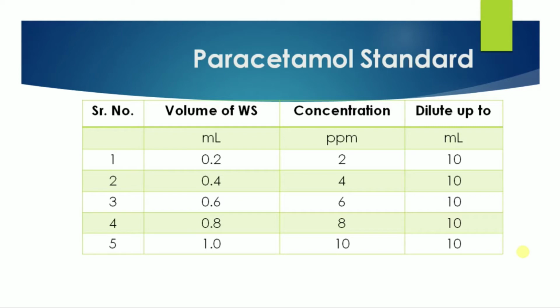Using the working solution, we will prepare concentrations of 2, 4, 6, 8 and 10 ppm by diluting 0.2 ml up to 10 ml, 0.4 to 10, 0.6 to 10, 0.8 to 10 and 1 to 10 ml using 0.1 normal NaOH.